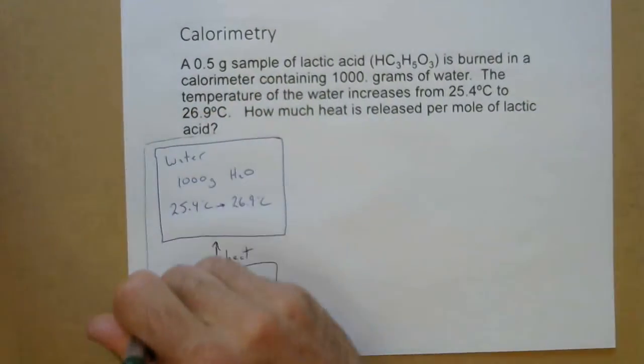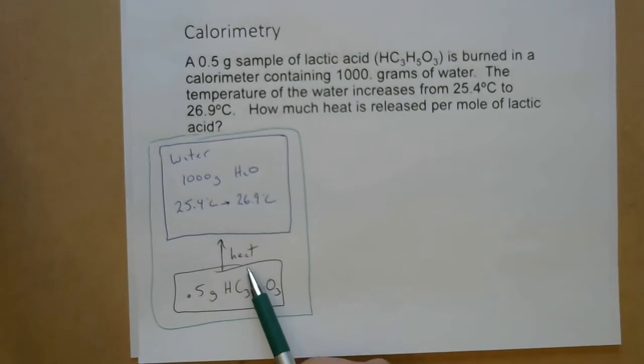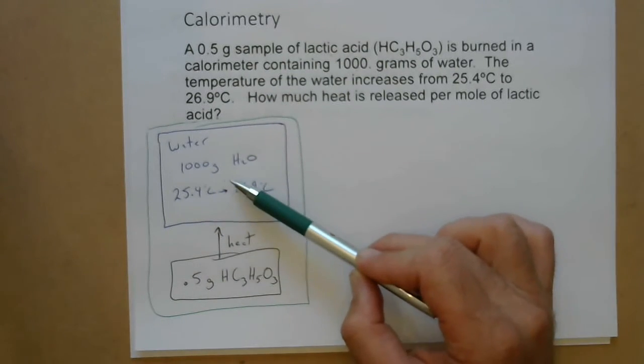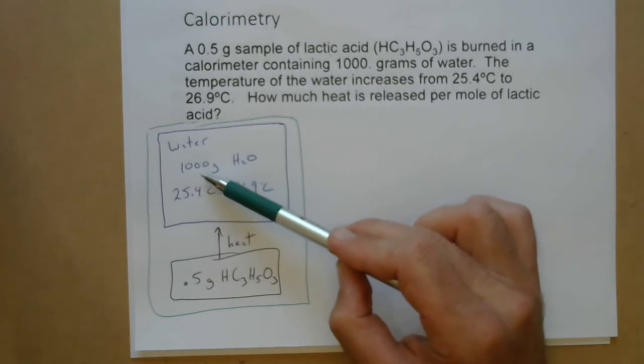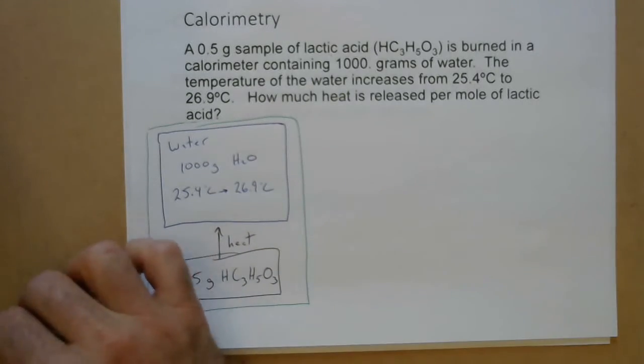All right, so we're in an insulated container. It's some kind of calorimeter. So we have an insulated container. We have our reaction down here. And the reaction is a combustion reaction. It's giving off heat. So as these chemical bonds are broken and new ones are formed, heat was released. And that heat goes into the water, which is your surroundings. And we know how much water we had, and we know what the temperature change of the water was.